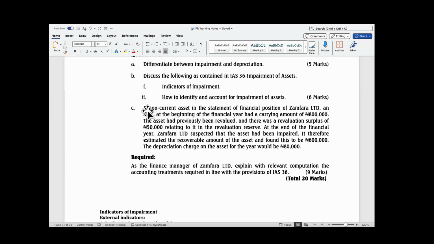We're also told in part C that a non-current asset in the statement of financial position of Zamfara Limited, an SME, at the beginning of the financial year had a carrying amount of 800,000. The asset has previously been revalued and there was a revaluation surplus of 50,000 relating to it in the revaluation reserve. At the end of the financial year, Zamfara suspected that the asset had been impaired. It therefore estimated the recoverable amount to be 600,000. Depreciation charge on the asset for the year would be 80,000.